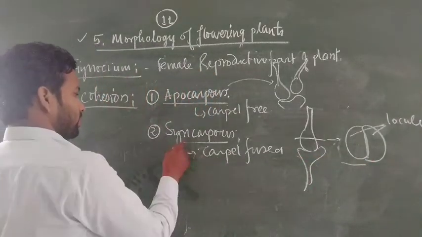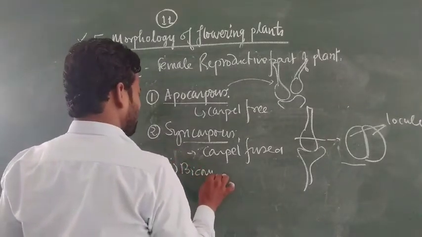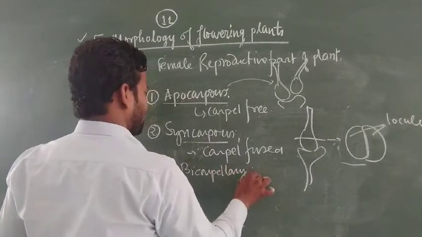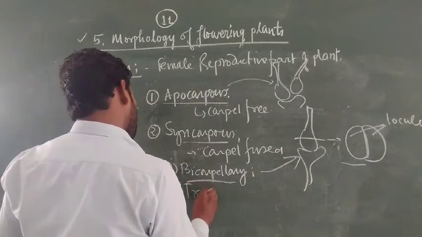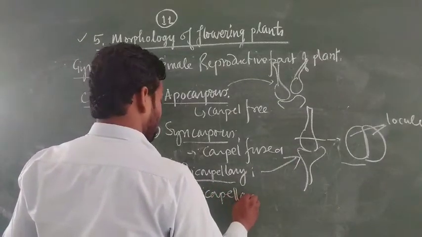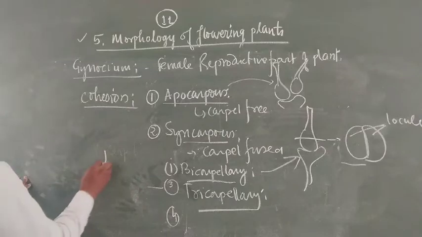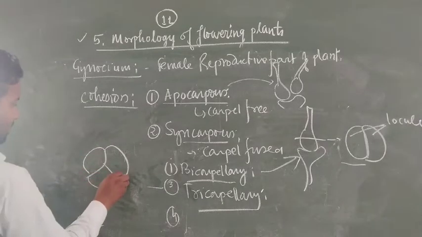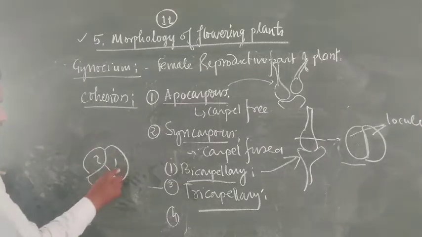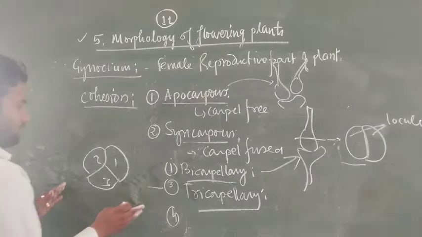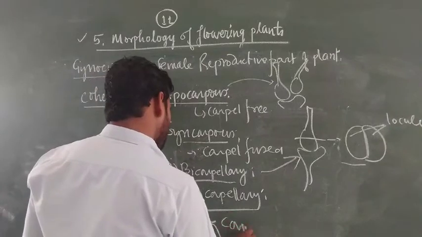Now the syncarpous condition is further categorized. Bicarpellary is when two carpels fuse together. Tricarpellary is when three carpels are fused together, forming three chambers inside the ovary, 1, 2, 3 chambers, and these three chambers represent the three carpel condition. Tetracarpellary has four chambers.